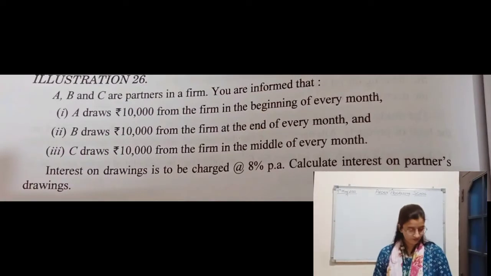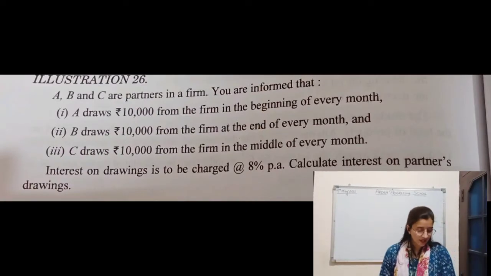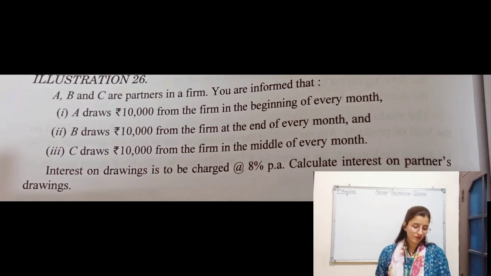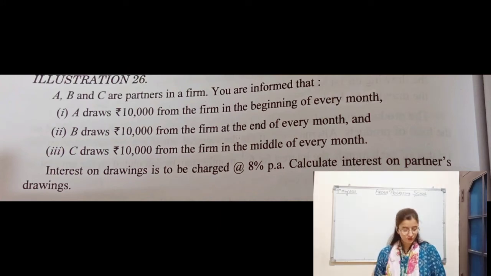Now here is the question. A, B and C are partners in a firm. You are informed that in the first case, A draws rupees 10,000 from the firm in the beginning of every month. Second, B draws rupees 10,000 from the firm at the end of every month. And last, C draws rupees 10,000 from the firm in the middle of every month. Interest on drawings is to be charged at the rate of 8% per annum. You have to calculate interest on partner's drawings.